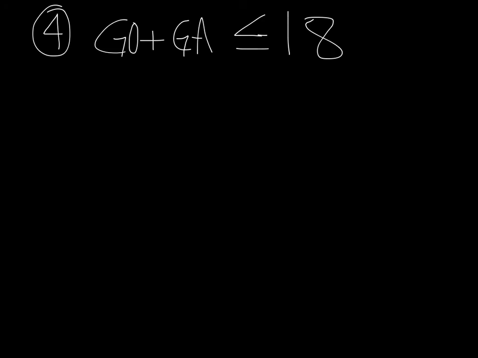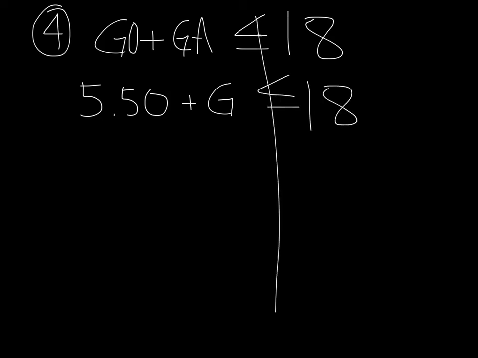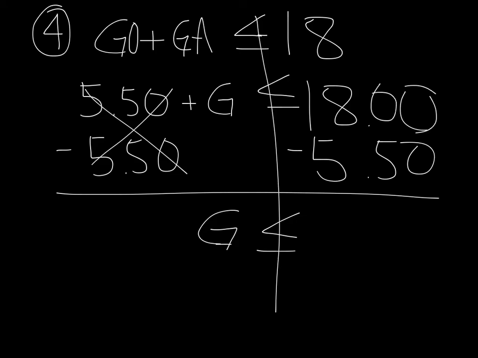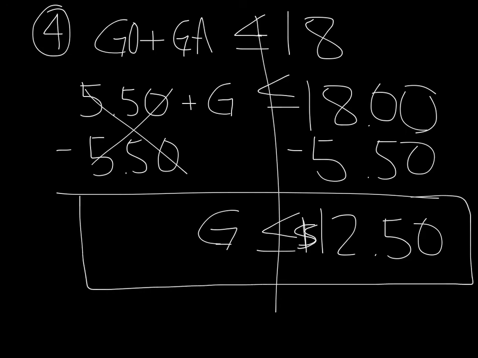The go-karts was $5.50 plus the games, we'll just leave that as G now, is less than or equal to 18. So solve this the same way you did the other ones. It's a positive $5.50, so subtract $5.50. The games have to be less than or equal to, if you subtract that out, $12.50. So again, how much can he spend on games? It would be up to $12.50. Games have to be less than or equal to $12.50. And that is the end of 8-4.